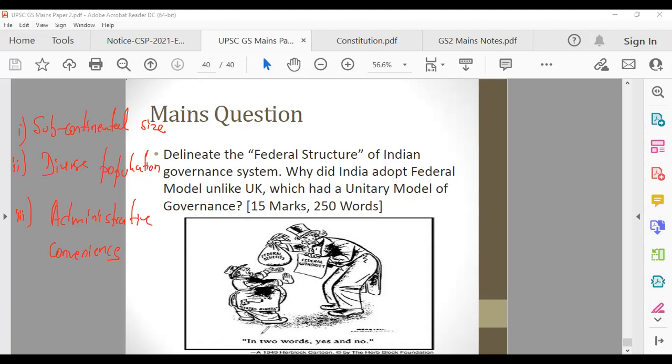And this whole federalism feature was strengthened after the 73rd and 74th Amendment. So these are some points which you have to talk about in this particular question. Let's keep it until here only in this particular part. In the next part, we'll talk about some mains questions.